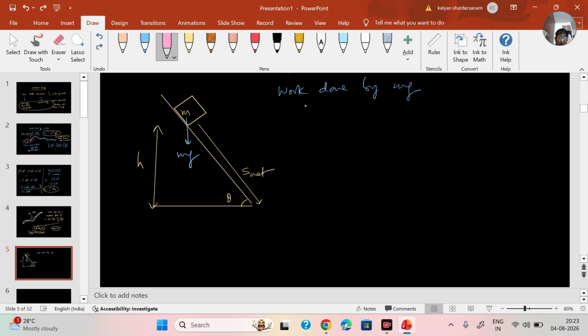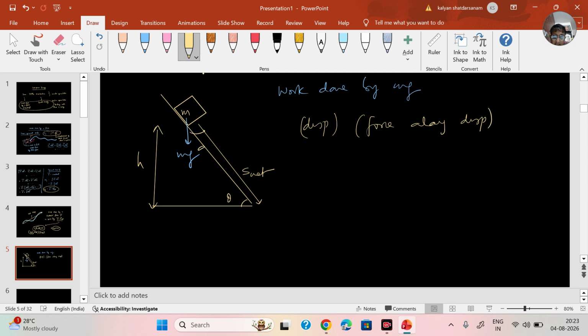You have to take dot product of mg and the displacement. Okay, mg is down, shown in the blue color, and displacement is shown in the yellow color. So you can write mg into the displacement into cos of angle between them. But I want to show you a better method. If you see, work done by constant force is displacement multiplied by force along displacement. You can do that. That's one way.